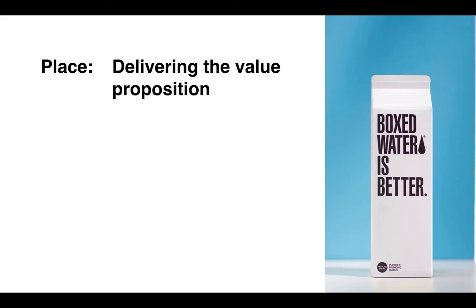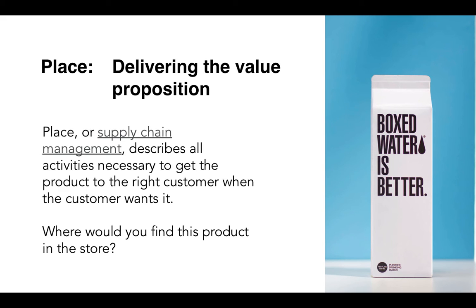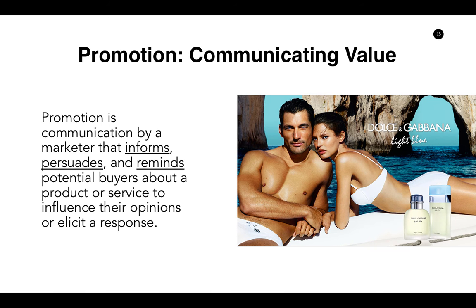And place is delivering the value proposition. So place affects everything from the supply chain management, which we'll get into in chapter 15, and it describes all the activities necessary to get the product to the right customer when the customer wants it. So where would you find this product in the store is part of place as well. So is it at the back with all the drinks, or is it at the front in the fridges where you can just grab it and go? It matters.